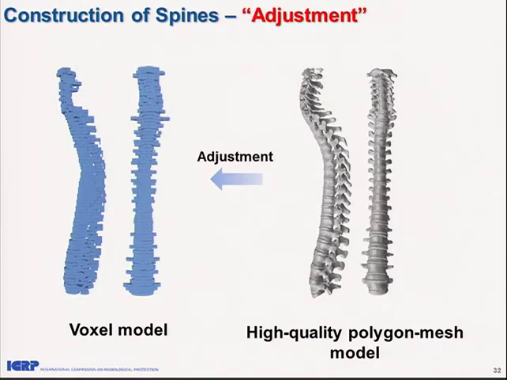Okay, in case of the spines, we used a little bit different approach. First, we tried to convert the voxel model of the spine to polygon mesh format, but the result was not really very good. It was not very satisfactory. So we selected a high-quality polygon mesh model, and these models were precisely adjusted to the voxel model.